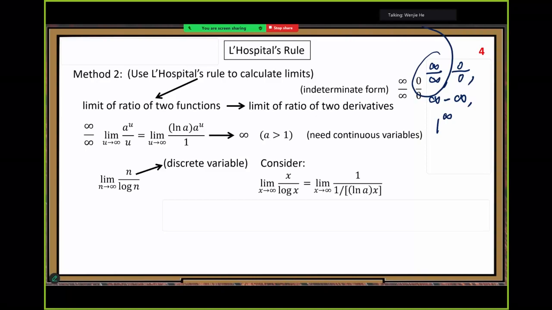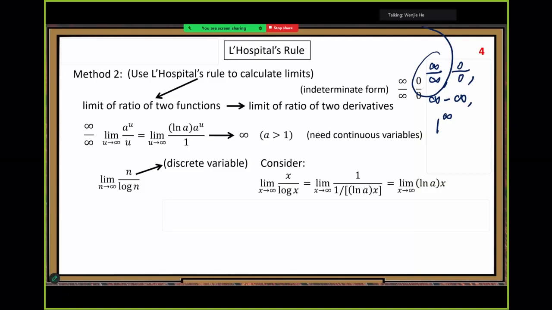Derivative of x is 1. Derivative of log base A, here we assume base A, log base A of x, is the reciprocal of natural log of A times x. That's the formula. You can find it somewhere, from a calculus book or web search. How do you memorize all those formulas? So you just find it. All right, simplification.